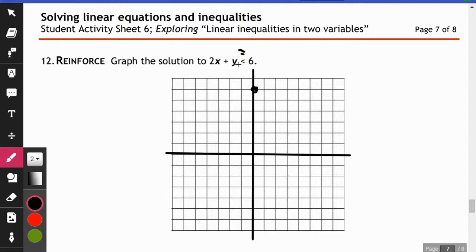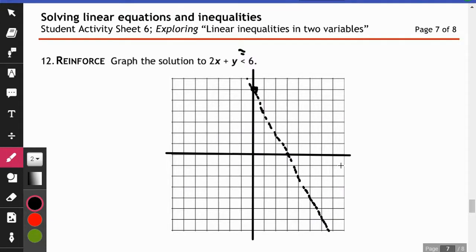Okay, and if y is 0, then this has to be 3. So there we go. That's our line. It's going to look like this. And notice it doesn't say equals, so I actually have to go like this. Again, a dotted line. Like that. Now I just have to figure out which side of the line we want to fill in.